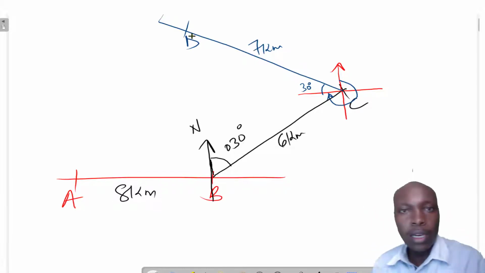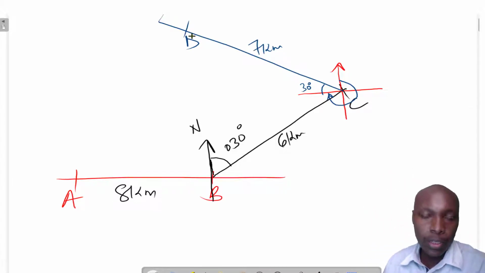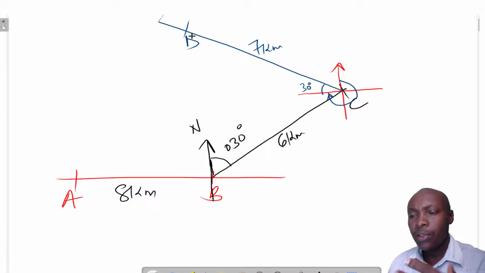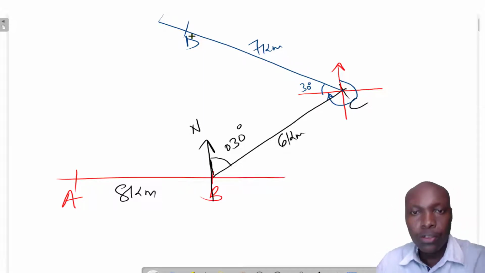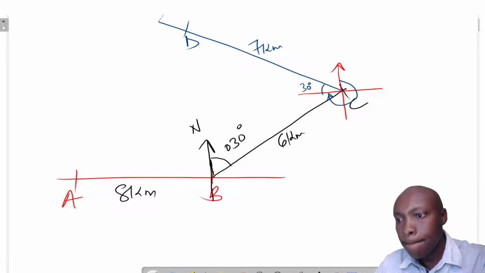So this sketch is very important, and it will help you to draw the actual scale drawing. If you have these positions, you will know where you need to measure the angle, how you are supposed to measure the angle, and so on. So let's go straight to the actual scale drawing.